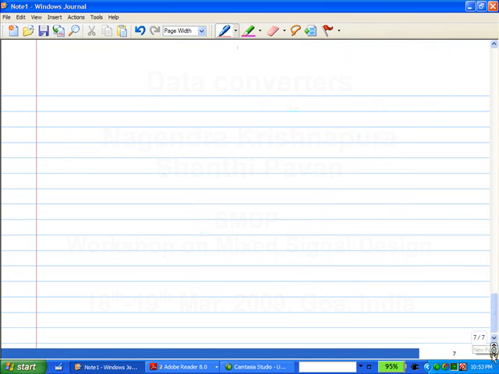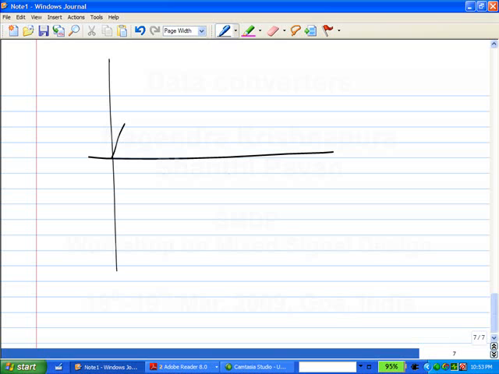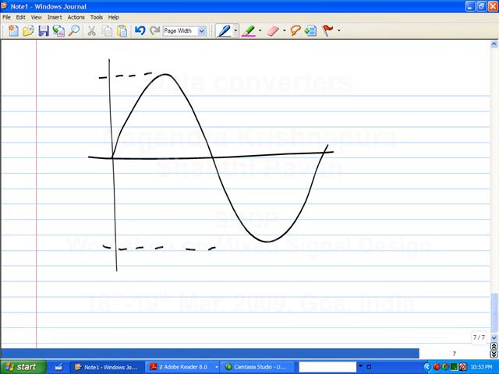So let's say I have some sine wave. Now again, a sine wave is the usual representative signal. Actually, I am not speaking a sine wave into this, but that's what I use. And the sine wave extends from minus Vref by 2 to plus Vref by 2. What is the RMS value of this sine wave?